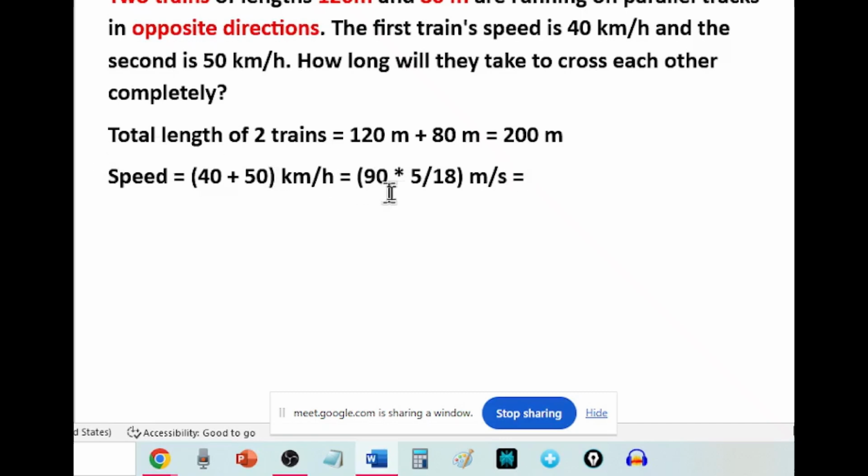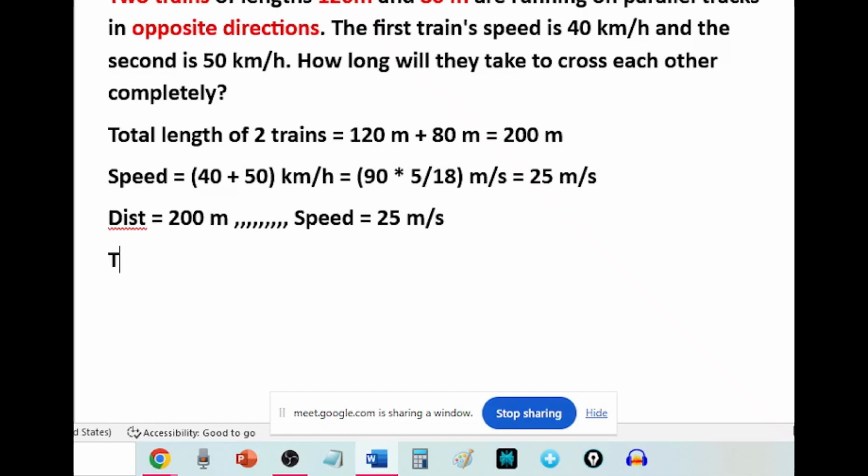18 into 590. 5 into 5, 25. 25 meters per second. So you got the length. Distance is 200 meters and speed is 25 meters per second.